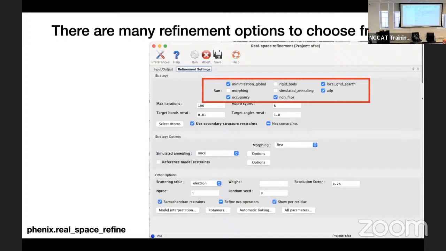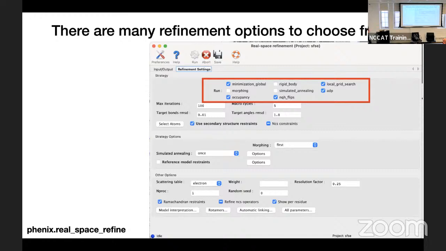Okay, so we can talk a little bit about how some of this works in Phoenix. Phoenix is one of the most widely used refinement packages. I heard some talk about CCP-EM and some other things just as we were coming in. So there are certainly many programs out there, and you should play with different software packages, I think, and see what works well for you.